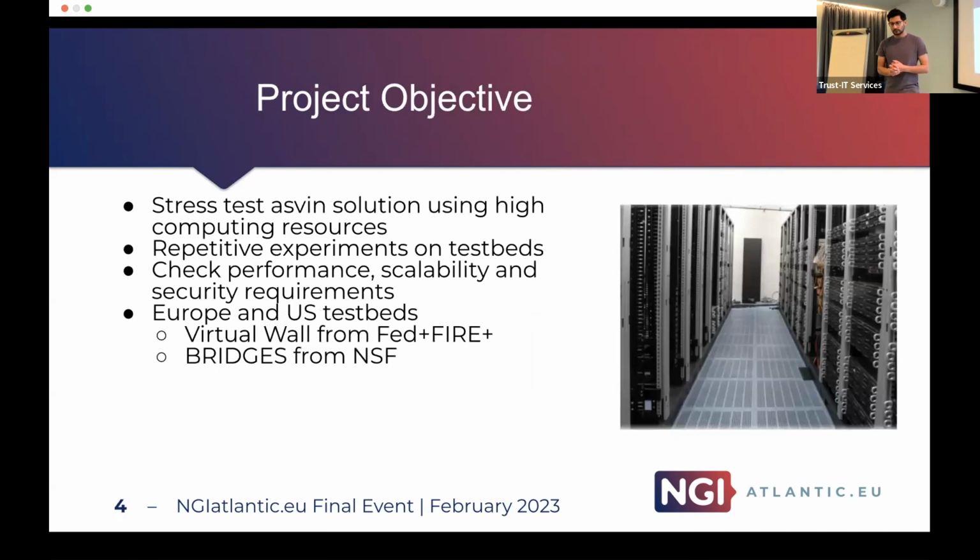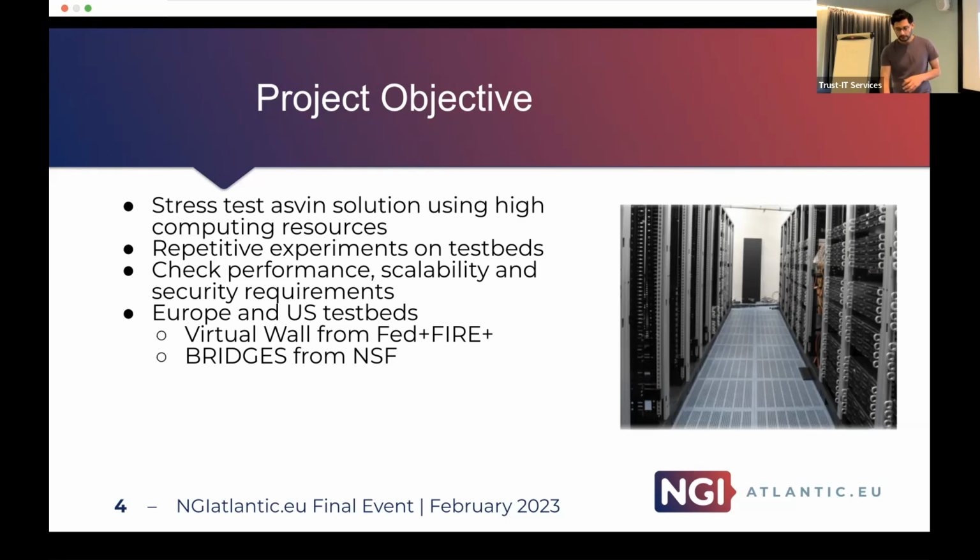So for us, the problem was that we wanted to test this for scalability and for performance, and it was not possible with multiple physical devices. There is a limitation on how many IoT devices you can put out in the market or put in your test lab. So what we did is we used these 2 testbeds, one from the EU, one from the US. From Europe, we used the Virtual Wall testbed, and from the US, the BRIDGES testbed from NSF. Virtual Wall is from Fed4FIRE.